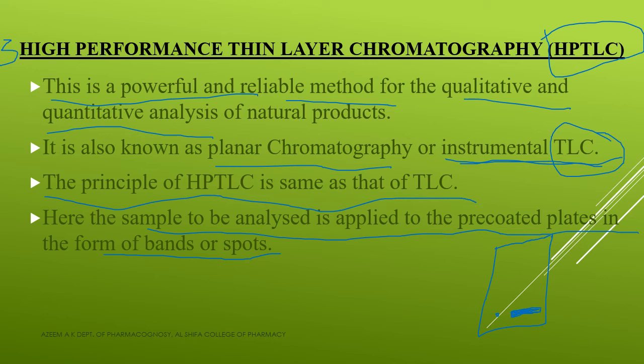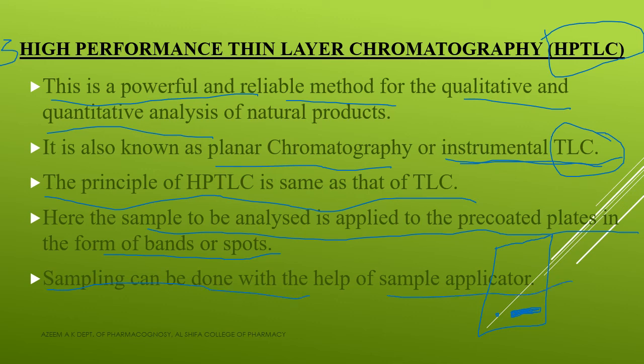Clear? So this is a powerful and reliable method for the qualitative as well as quantitative analysis of natural product, and it is also known as planar chromatography or instrumental TLC. The principle of both HPTLC as well as TLC are the same. Then here the sample to be analyzed is applied to the pre-coated plates in the form of band or spots. Clear? Then sampling can be done with the help of automatic sample applicator. So in TLC we have to manually apply the sample with the help of a capillary tube or a micropipette. We have to manually apply the sample in the case of thin layer chromatography, whereas in HPTLC the sampling can be done with the help of sample applicator.